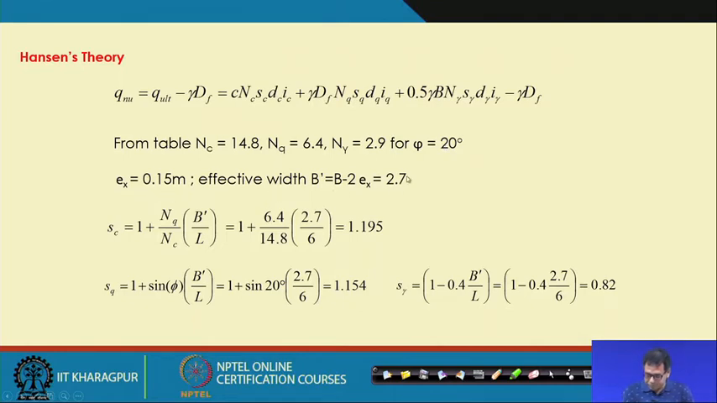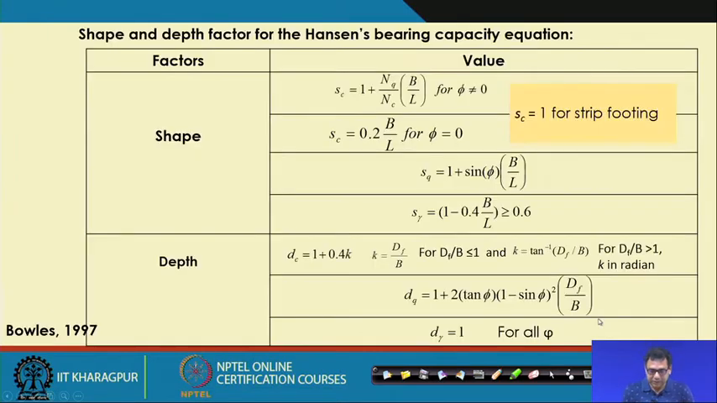So, the effective width is 2.7 meter, and then we go for this factor. So, this is the factor.